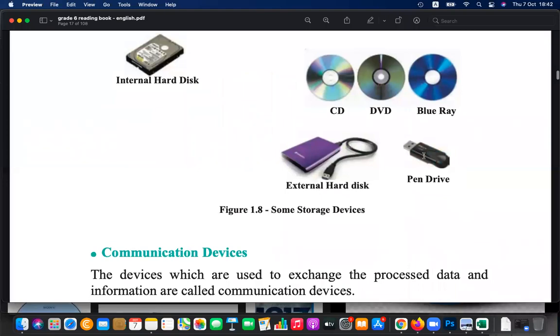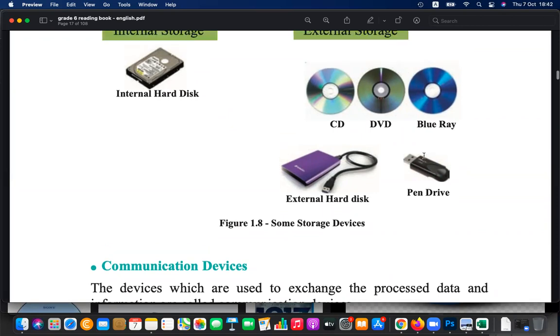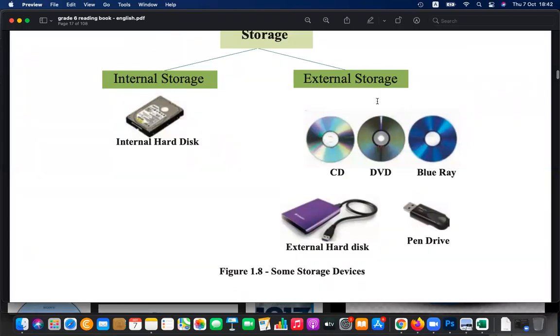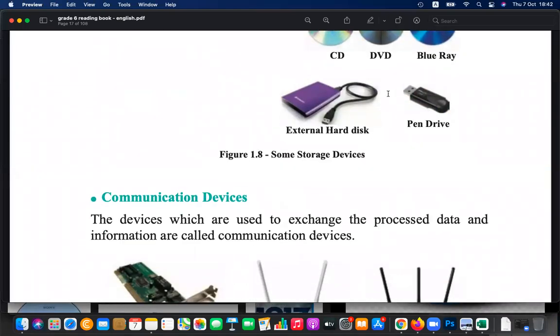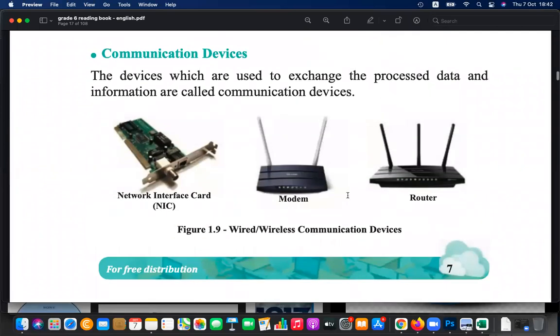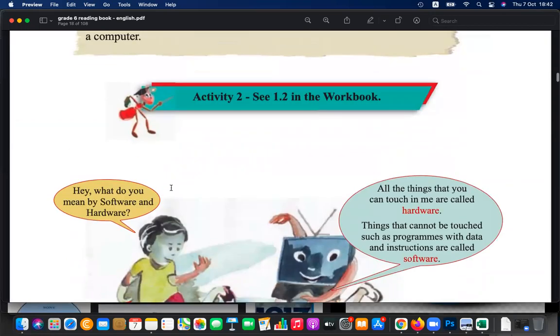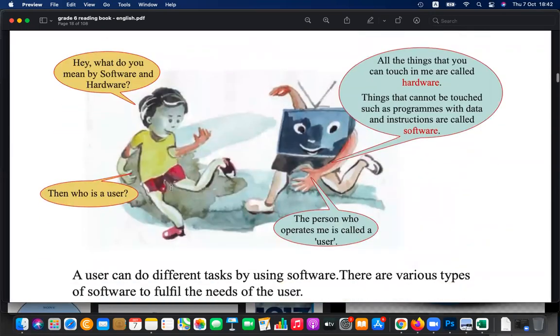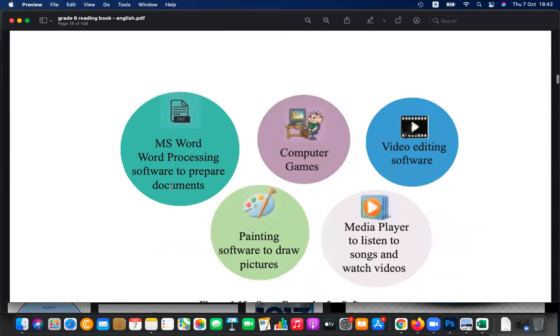An external hard disk, then pen drive, and memory cards should also be there. Those are also storage devices. Floppy disk drive is also external, and it is missing here. Communication devices: modem, router, network interface card. So these are communication devices.